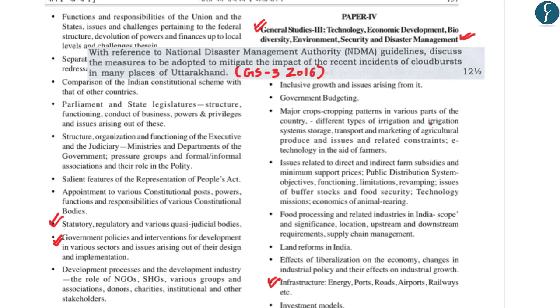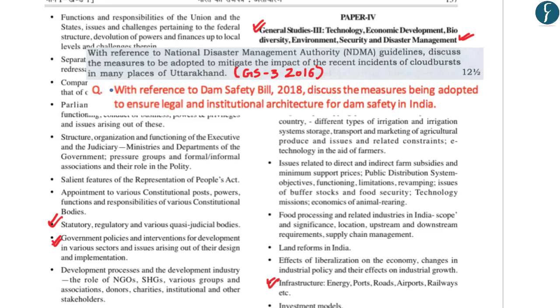Now, in similar terms, a question for your practice: with reference to the Dam Safety Bill of 2018, discuss the measures being adopted to ensure legal and institutional architecture for dam safety in India. With the explanation given in this section, you would be able to answer this question within 200 to 250 words. And so now with this, we move on to the next article.